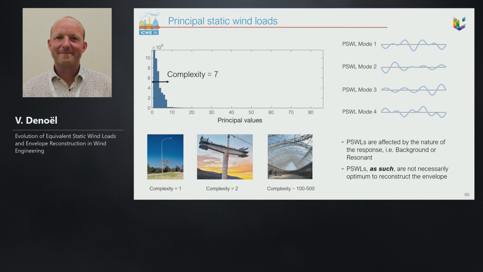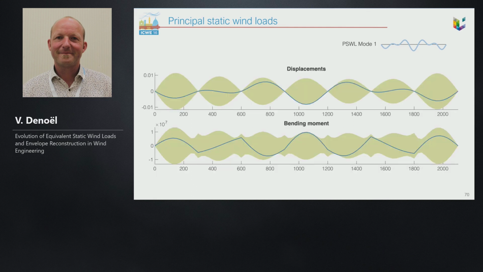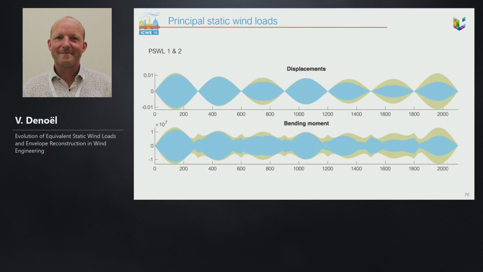However, we should not believe that the principal static wind loads, so those I've shown over here, are efficient to reconstruct the envelope. They are just the set of forces such that whenever you combine them, you can recover all equivalent static forces. It doesn't mean they can recover the envelope because this is a nonlinear problem. All right, demonstration. First principal static load. This is what we recover. Second, third, fourth, and then it doesn't move so much anymore. These are the first 7 modes.